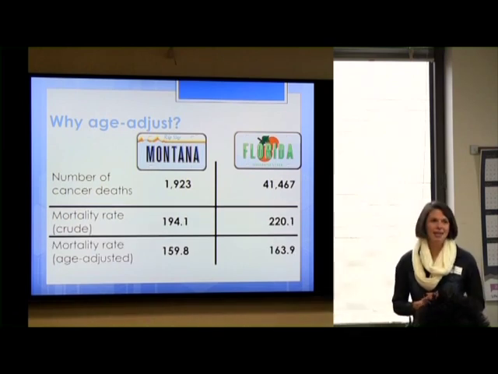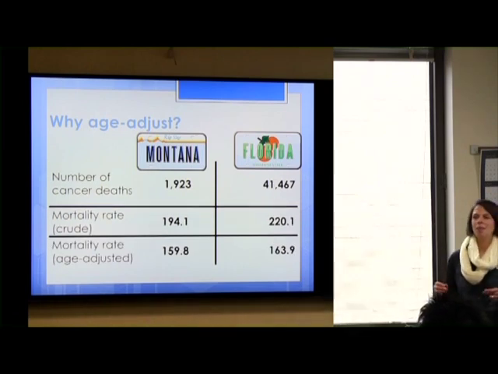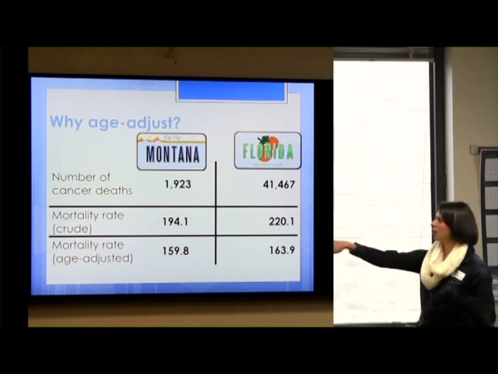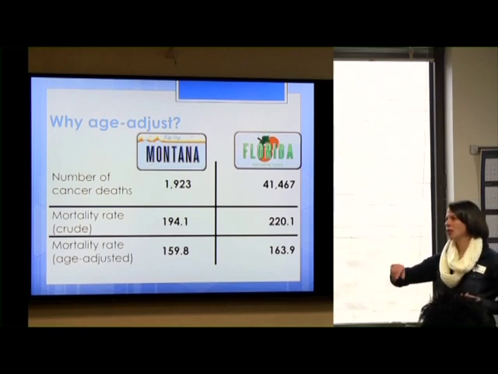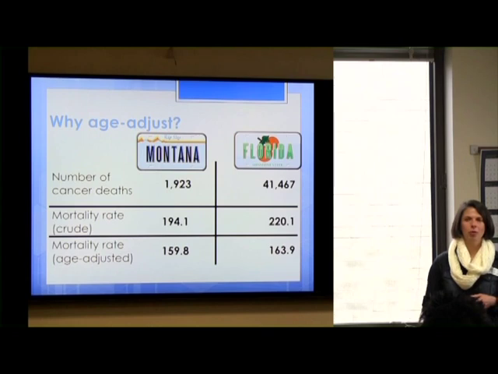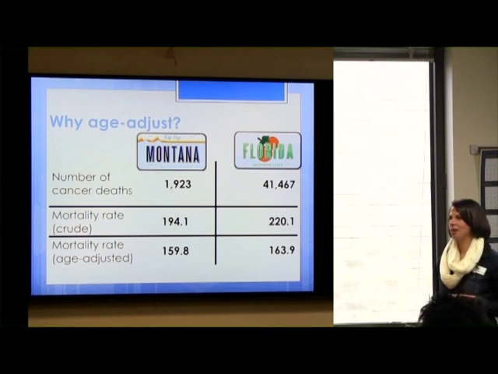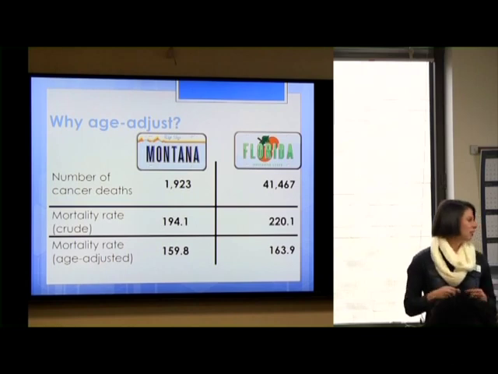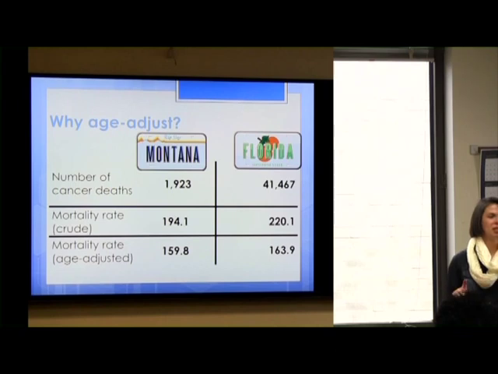But then if we age adjust those rates, meaning we've washed out the effect of the different age structures of those populations, we're now getting, at the very bottom, an age-adjusted mortality rate of 159.8 per 100,000 people in Montana, compared to Florida, which is 163.9 per 100,000. They're much closer now. And if we did some statistical magic on them, we'd probably find that they're statistically the same death rate.